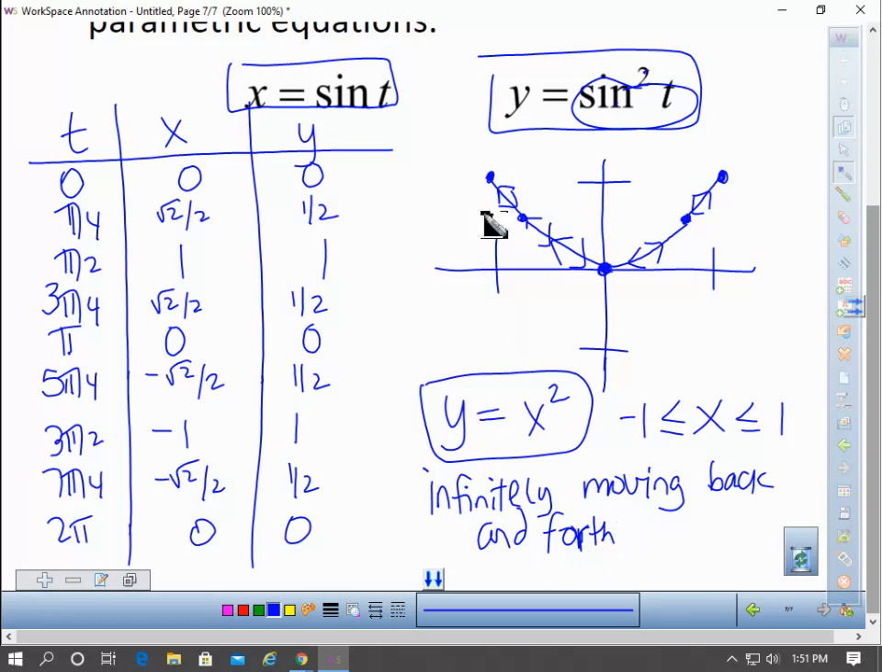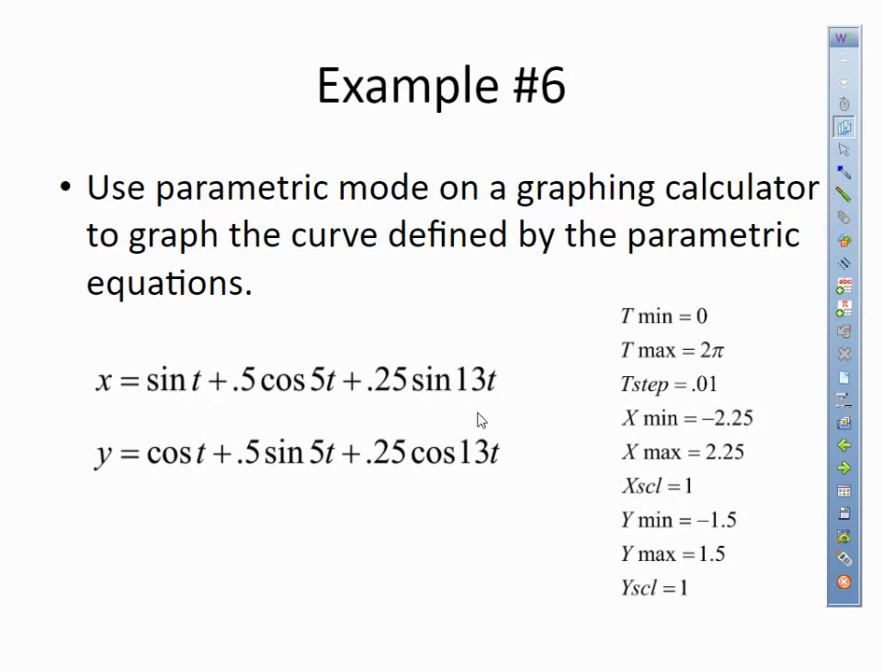So it infinitely moves back and forth between -1, 1 and +1, 1 and going through the origin. It just keeps swinging like a pendulum back and forth. All right. So it's on the parabola. It only goes between -1 and 1 on the x-axis, and it just infinitely moves back and forth like a pendulum on there. Okay, so this is parametric equations.